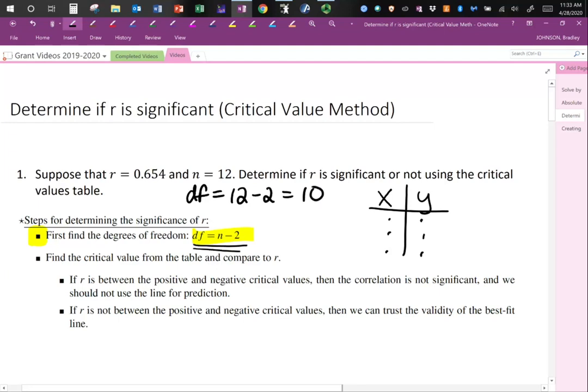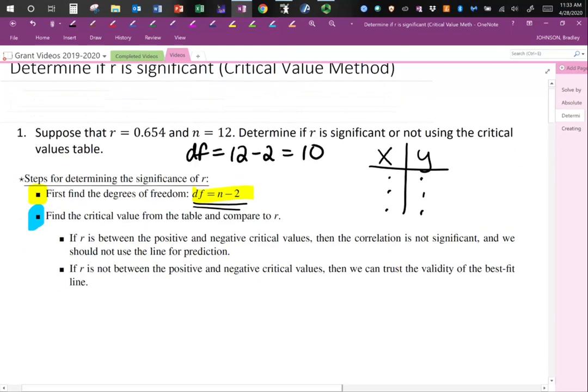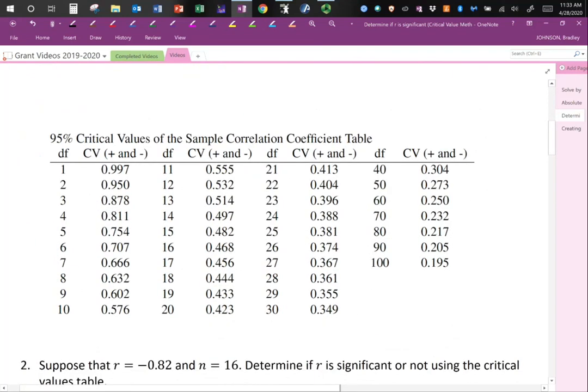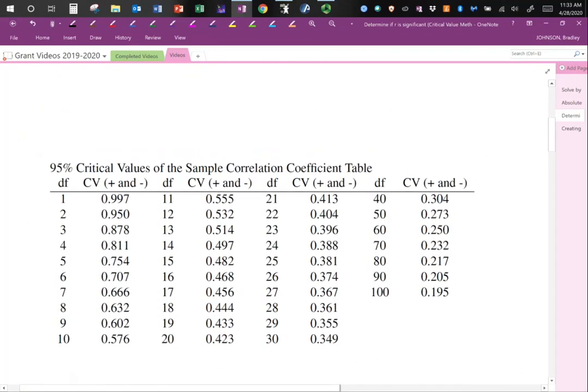Just remember, from linear regression, we had an x and y, independent and dependent variable, so we'll take n minus 2. Now we'll go to the next step, find the critical value from the table, and then we'll compare it to R. So I'm going to show the table. It's right down here. Here's my table. And I have a degrees of freedom of 10. So I'm going to read off this critical value.